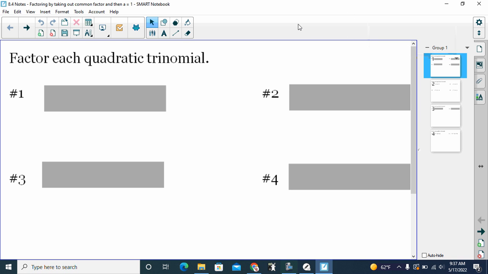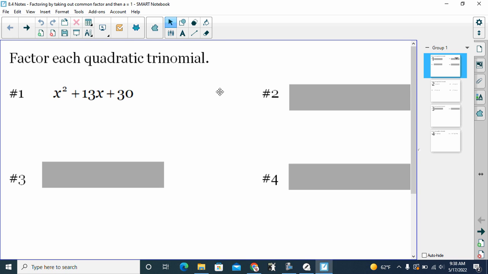Today's notes are primarily review. There is one thing we're going to add. But we are still in section 8.4, which is on factoring quadratics. We are asked to factor each quadratic trinomial. So in number 1, we have x squared plus 13x plus 30.